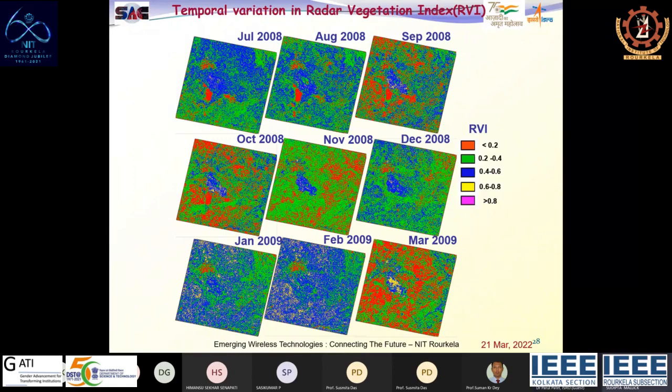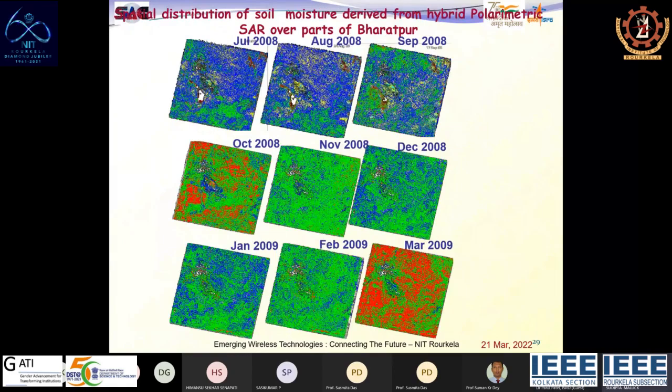Over this entire year, you can see that during July and August, this red is showing the drier area, and blue is typically showing the wet.